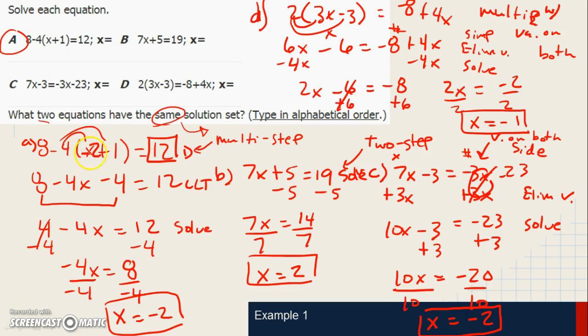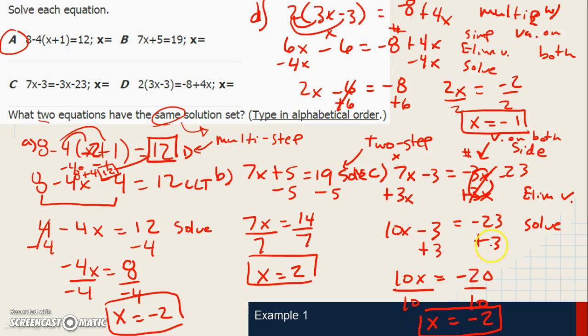We have order of operations, so negative 2 plus 1 is a negative 1. Then we have a negative 1 times a negative 4, which is a positive 4. And then we have that positive 4 plus 8 is 12. So we got the same number on both sides, so that means that we solved this one correctly.